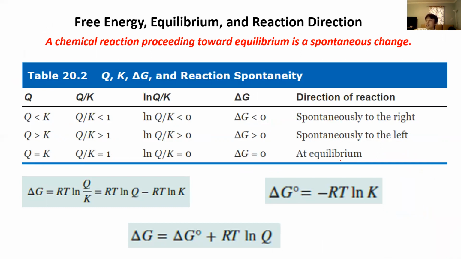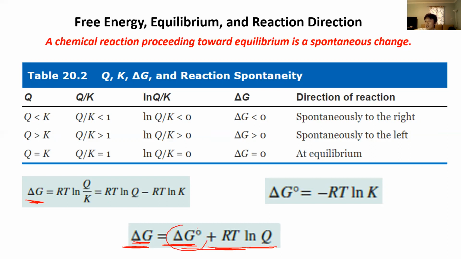This last one gives us the equation to calculate the non-standard state free energy, with given reaction conditions. That is the delta G without the standard state notation. So it's equal to the standard free energy plus RT times natural log Q. Q is the reaction quotient. So if you're given a mixture of reactants and products, you know their concentrations, so you can calculate the reaction quotient, plug it into this equation, and calculate the delta G.